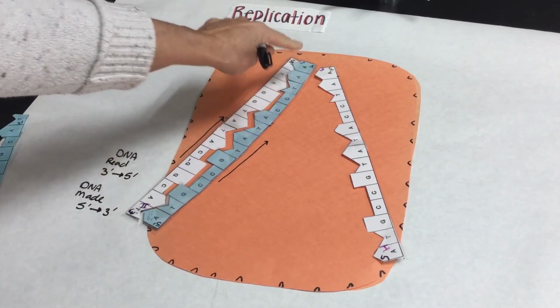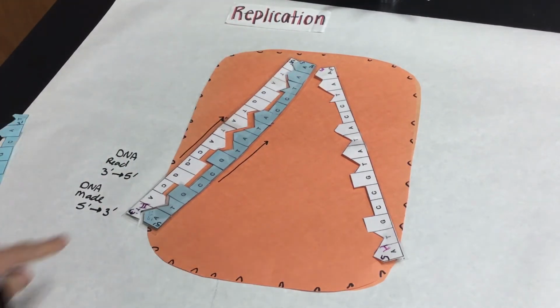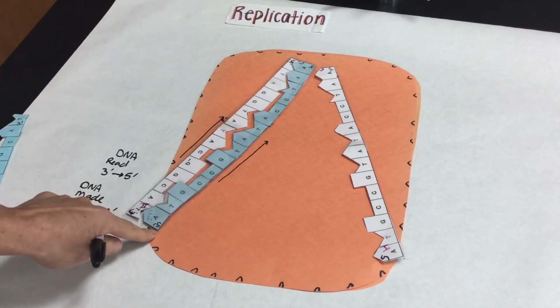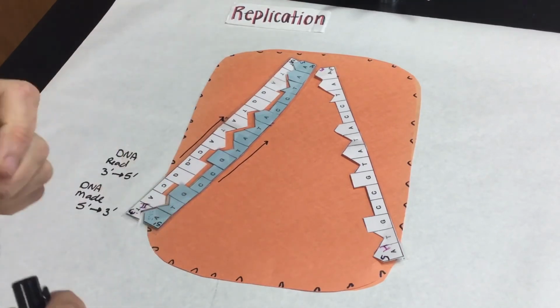It's opposite of my strand that was just being read. Here I have a 3' end. This is my 5' end. This strand is my easy strand, I'm going to say, and I'll come back and tell you why in a moment.